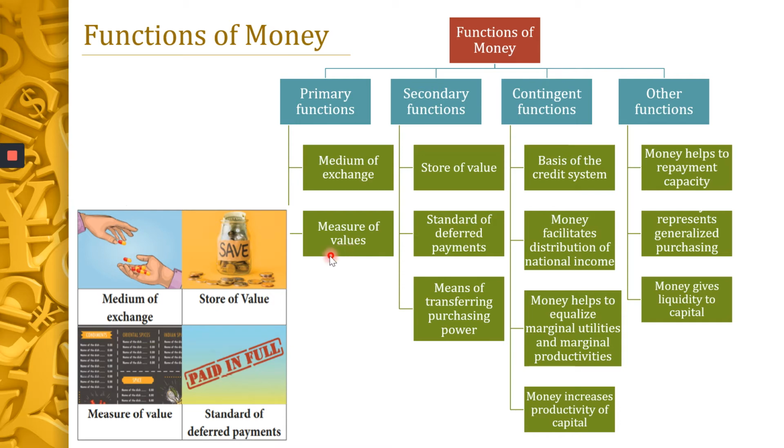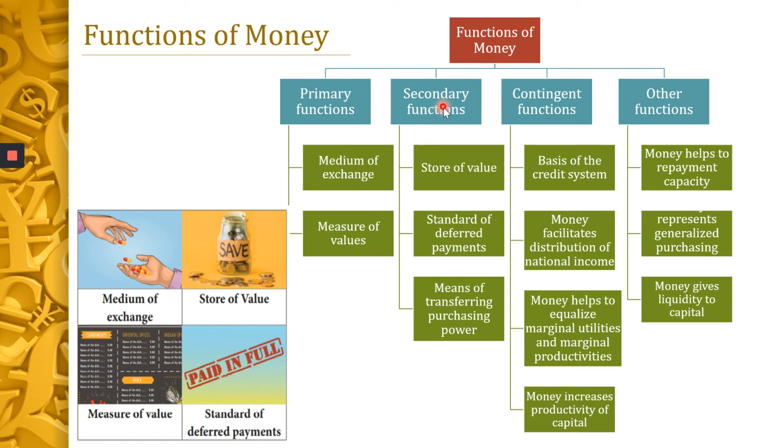Since all the values are expressed in terms of money, it is easier to determine the rate of exchange between various types of commodities in the community. Which good is better in quality? You measure it in terms of money. So money acts as a measuring rod. So first one, money acts as a medium of exchange. Second one, money helps you to measure values.